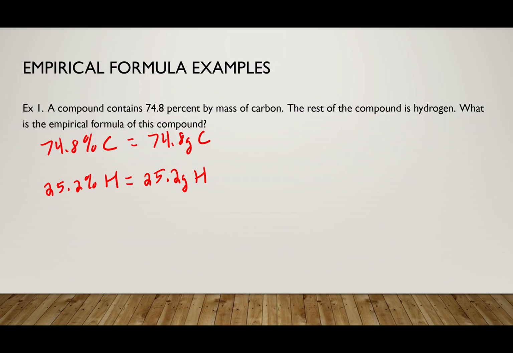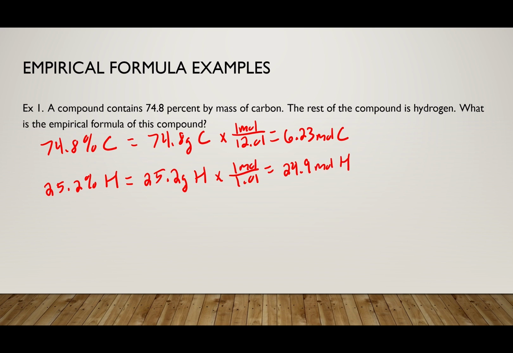Now that we have a mass, we want to convert these into moles. So we'll go ahead and divide by their molar mass. By dividing by their molar mass, we are converting these masses into moles. So we end up with 6.23 moles of carbon and 24.9 moles of hydrogen.